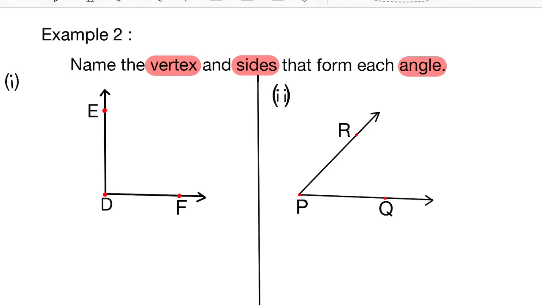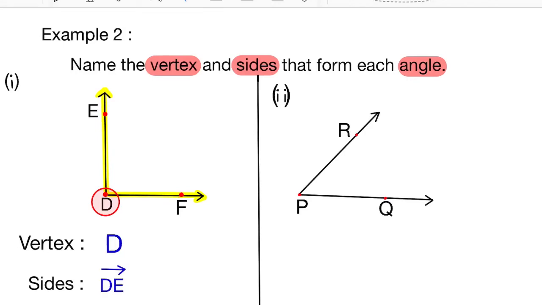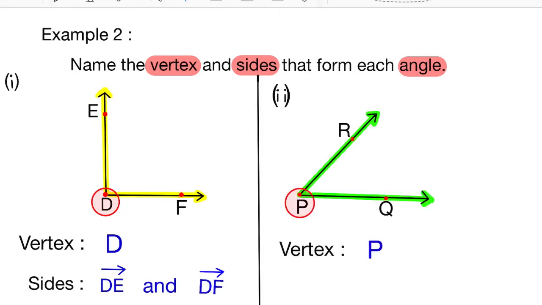Vertex is the meeting point of the two arms or sides of the angle. Here, ray DE and ray DF are the arms of the angle EDF, and their meeting point is D. Hence, D is the vertex of the angle EDF. And the sides of the angle EDF are ray DE and ray DF. For the second angle RPQ, the vertex is P and the sides are ray PR and ray PQ.